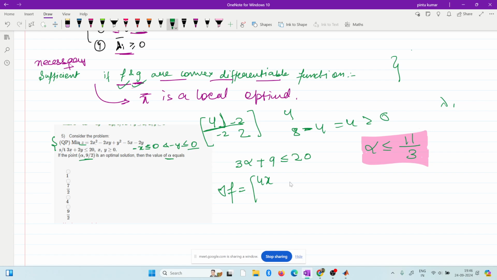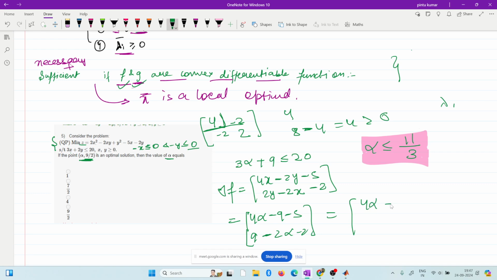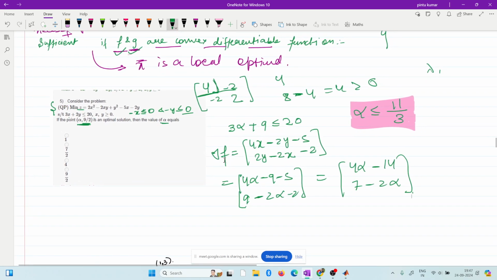So the gradient of f is 4x minus 2y minus 5, and 2y minus 2x minus 2, right? And you have to calculate this at the point alpha comma 9 by 2. So this is given by 4 alpha minus 9 by 2 times 2, which is minus 9, minus 5, and 9 minus 2 alpha minus 2. So this is 4 alpha minus 14, and this is 7 minus 2 alpha.